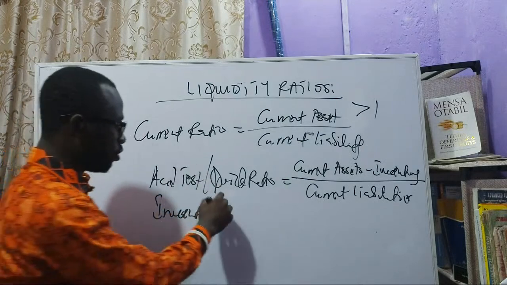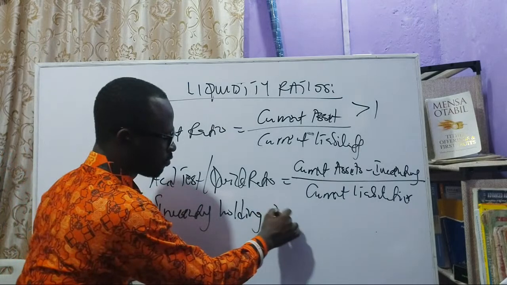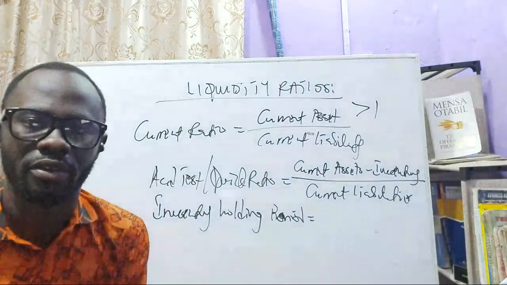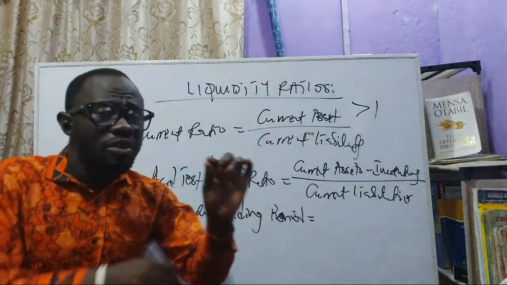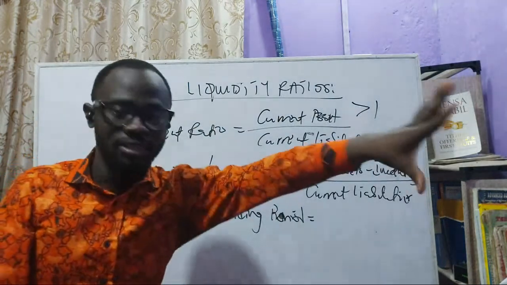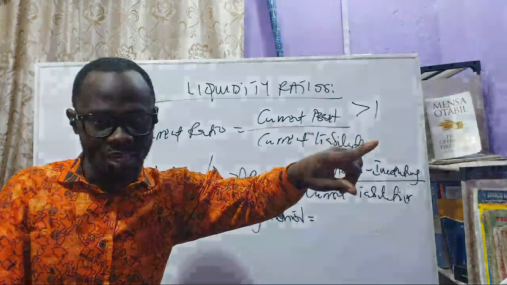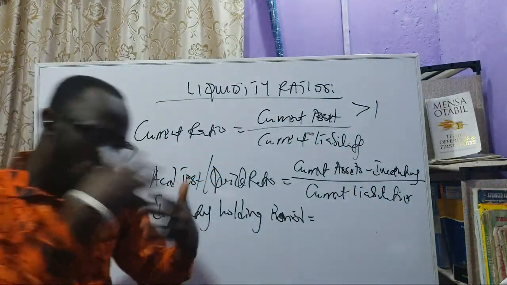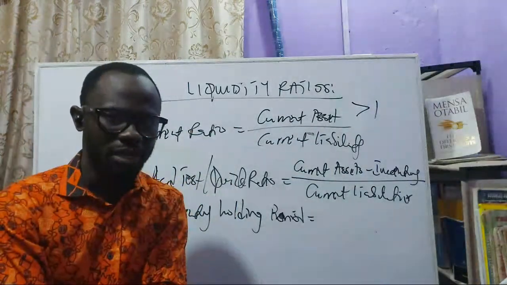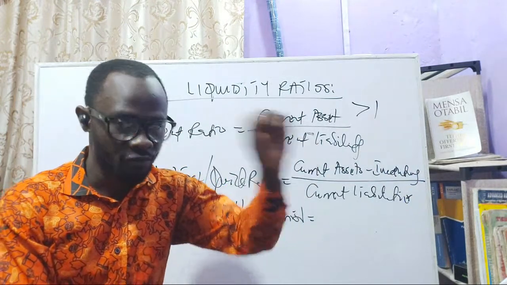The inventory holding period, or what is sometimes called the inventory turnover period. Now, what is the inventory turnover period? It simply measures how long it takes an entity to buy and sell inventories. In other words, the longer the inventory holding period, the worse it is for the company. And the shorter the inventory holding period, the better it is for the company.